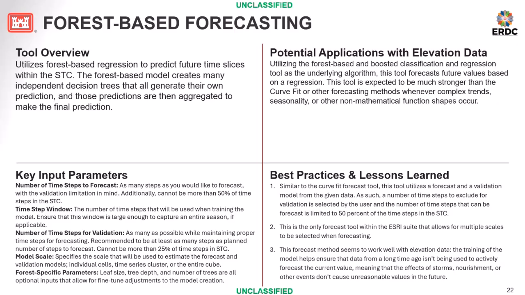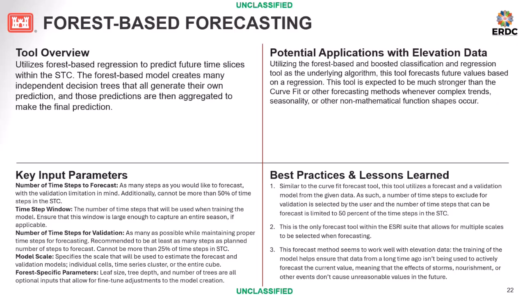That being said, this forecasting type was the only one within the ESRI suite that allows for multiple scales to be selected when forecasting. As I was talking earlier about the statistics, you can select a global statistic or maybe a neighborhood statistic. This is the same sort of idea, is that you can tell it, I want you to forecast based off of the entire global information around this entire individual location, or you can say, no, I actually want you to focus on a particular neighborhood and forecast based off of that.